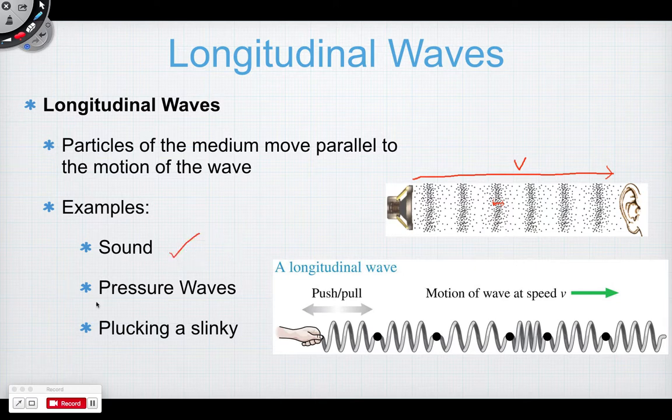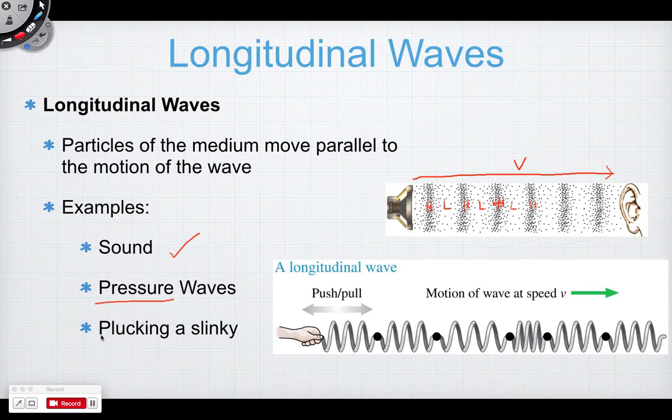These are also called pressure waves, because that's really what sound is. It's a high pressure and then a low pressure, high pressure, low pressure. High density, low density. They're also called density waves. Called a bunch of things.